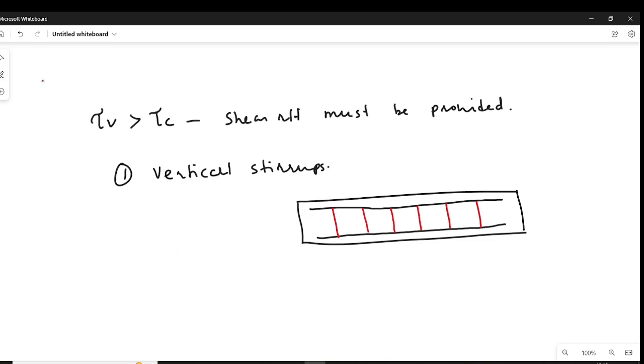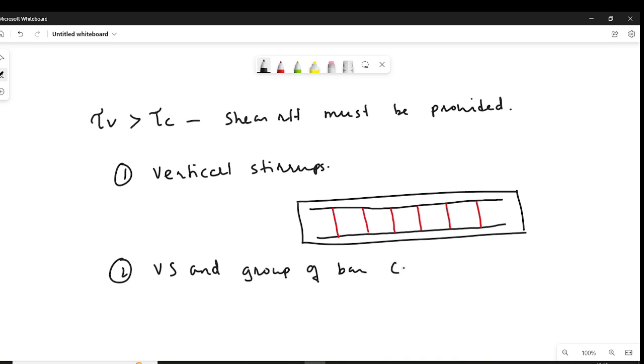Second is vertical stirrups and group of bars curtailed at same cross section. Group of bars curtailed. Curtailed means bent up. Curtailed at same cross section. What is the meaning of this?